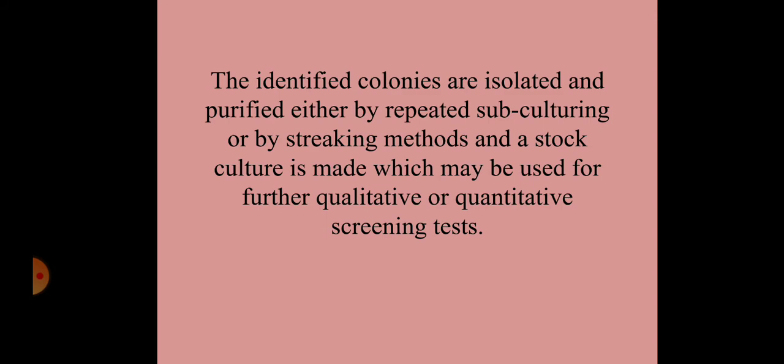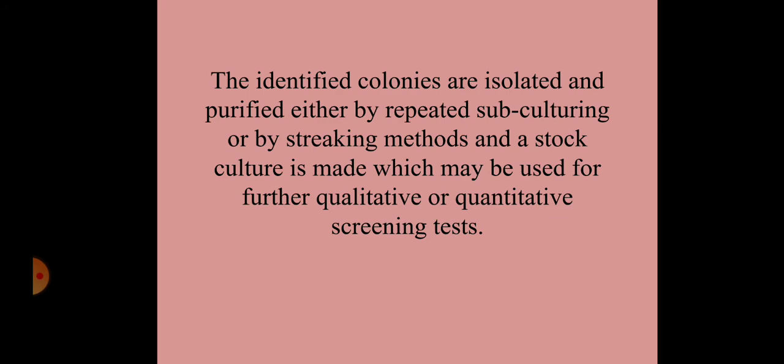These colonies which are surrounded by different color are identified, isolated, and further purified by repeated subculturing or streaking on stock culture. And then they can be used after secondary screening. They can be used for large scale production of organic acids or amines. So here we finish with all the four methods of primary screening.